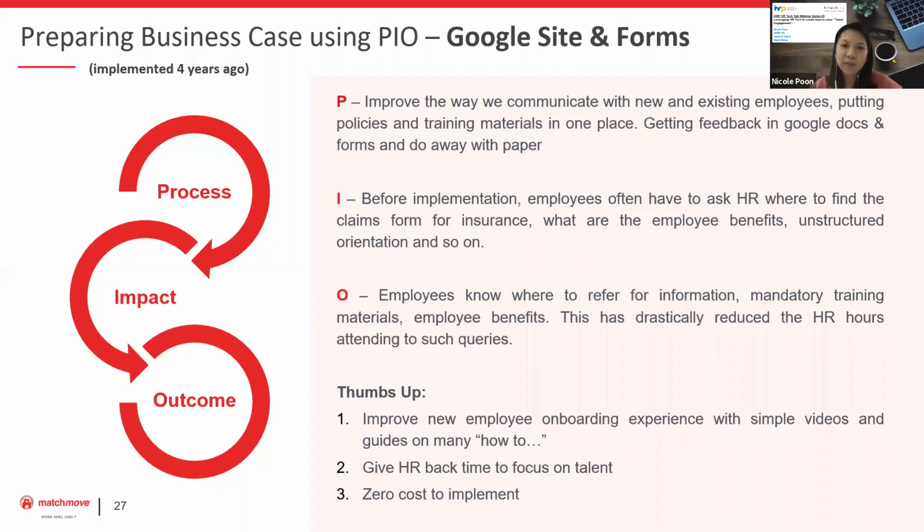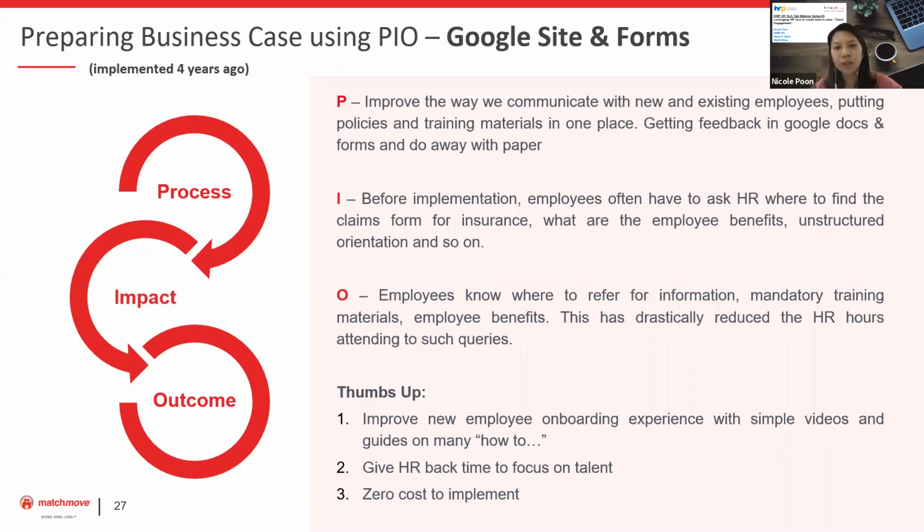So hence, the HR team built our own employee playbook using Google Site. It's free of charge, and this is the process that we went through: process, impact, and outcome. In the process, there was so much room to improve communicating and onboarding employees, and we are a tech company, but we are using some manual ways to do our tasks. So what would be the impact?